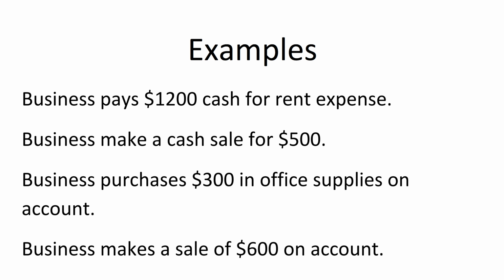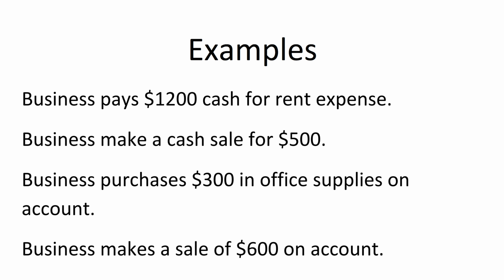So let's take the second one. A business makes a cash sale for $500. So cash is an asset. It's on the left. It goes up on the left. So I'm going to debit cash for $500 and credit sales for $500.